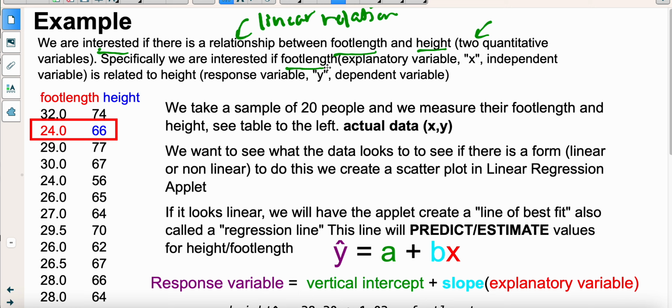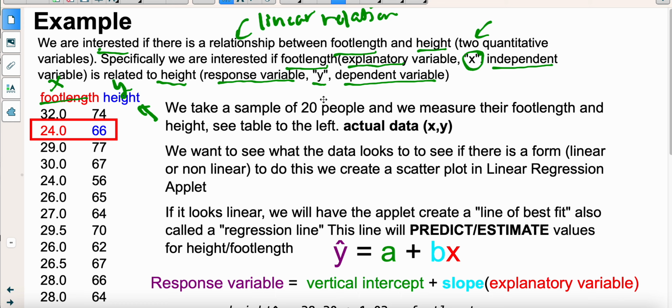In this case, foot length is our explanatory variable, our x variable, also called our independent variable. When you get a table like this, you are going to get your x value first and your y value second. All right. So we want to know, is there a relationship between foot length and height? We can call height a response variable, our y variable, our dependent variable. Does our height depend on the length of our feet?